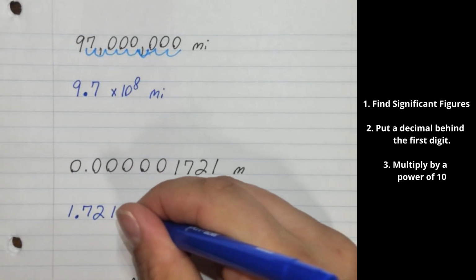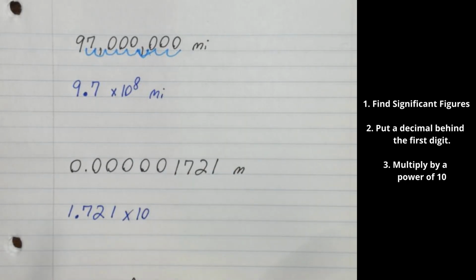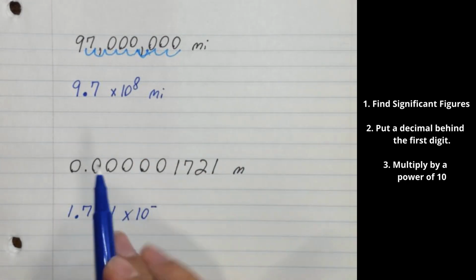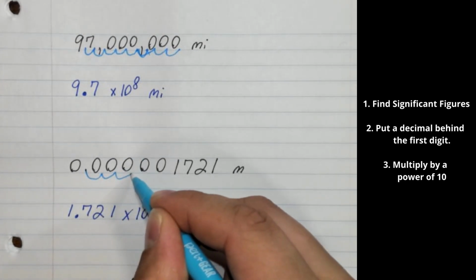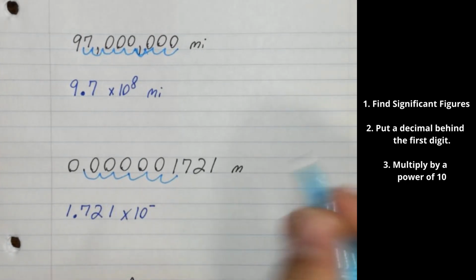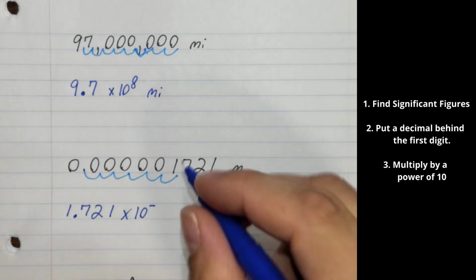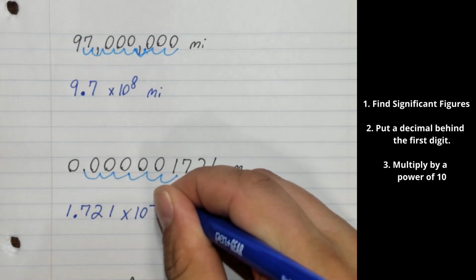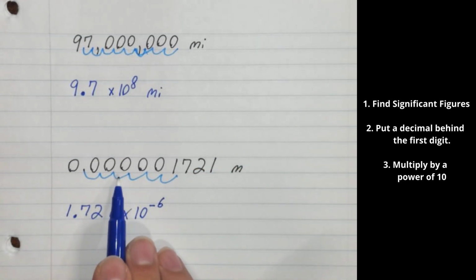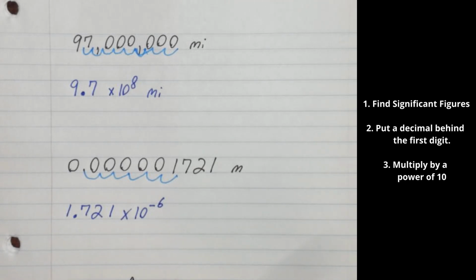And now I'm going to multiply by 10 again. But since I'm moving the decimal to the right, since I'm making the number smaller, not bigger, to make it equivalent I'm going to have 10 to the negative power. That's going to move my decimal in a base 10 system to the right. So let's count how many times I would have to move the decimal to the right: 1, 2, 3, 4, 5, 6 times. So my number will be 1.721 times 10 to the negative 6 power meters.